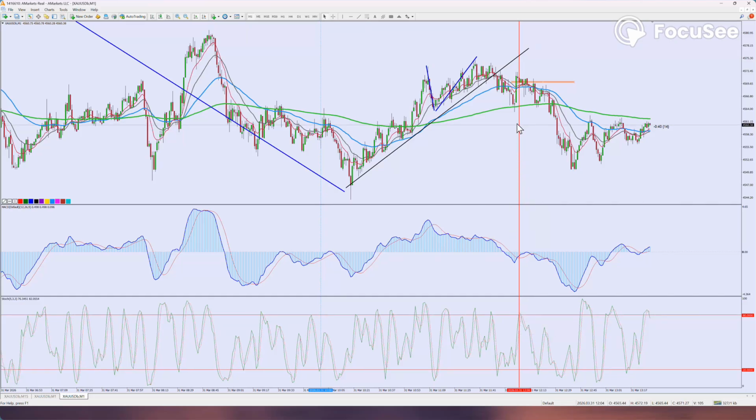Now there are targets and stop losses and all that stuff. Where do you put the stop loss? I put the stop loss at the previous high before the price breaks the trend line, which is up here.